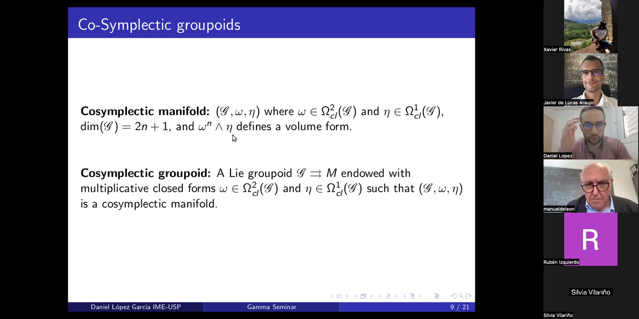So, basically the same that we did for symplectic groupoids, I'm going to define what is a cosymplectic groupoid. I start with a Lie groupoid G over M, and I'm going to consider multiplicative forms omega and eta, which are closed. This is a 2-form, this one is a 1-form, such that this triple is a cosymplectic manifold. It's a very natural definition if you think of the definition of symplectic groupoids.